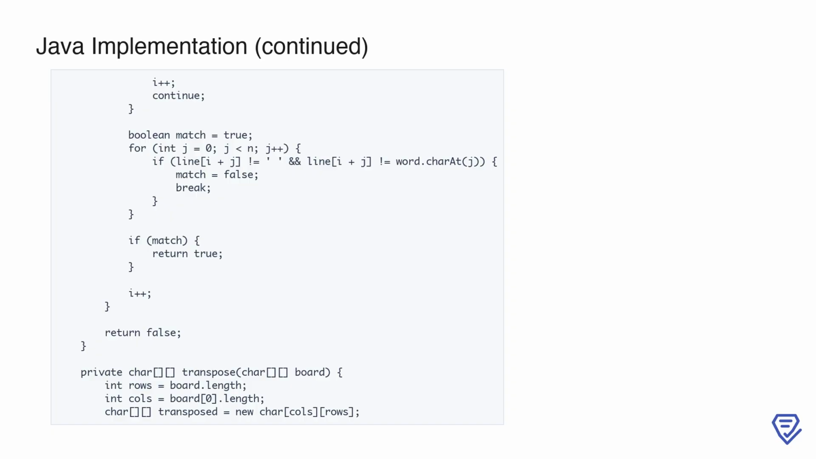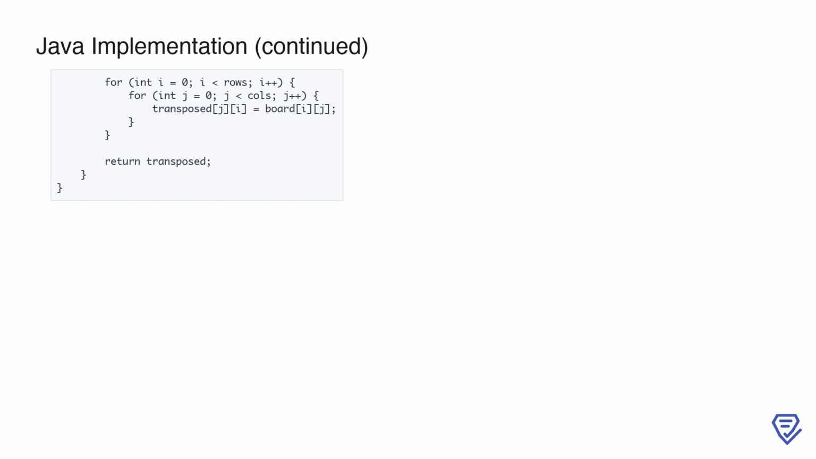Then, for each potential starting position, we verify character by character whether the word matches the current segment of the row. If any character conflicts, meaning the cell either isn't a blank space or doesn't already match the word's character, the match is invalidated, and we break out of the loop. However, if all characters align, we confirm that the word can indeed be placed and return true. If no valid match is found after checking all possible positions, the method ultimately returns false, indicating the word cannot fit in this row.